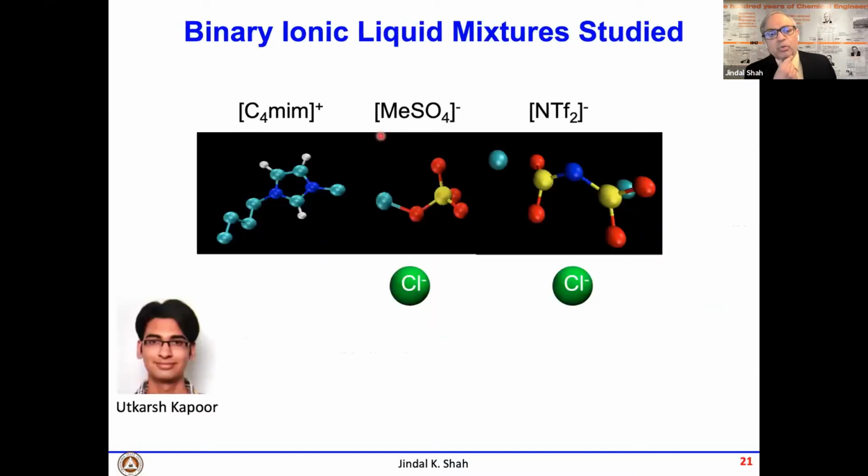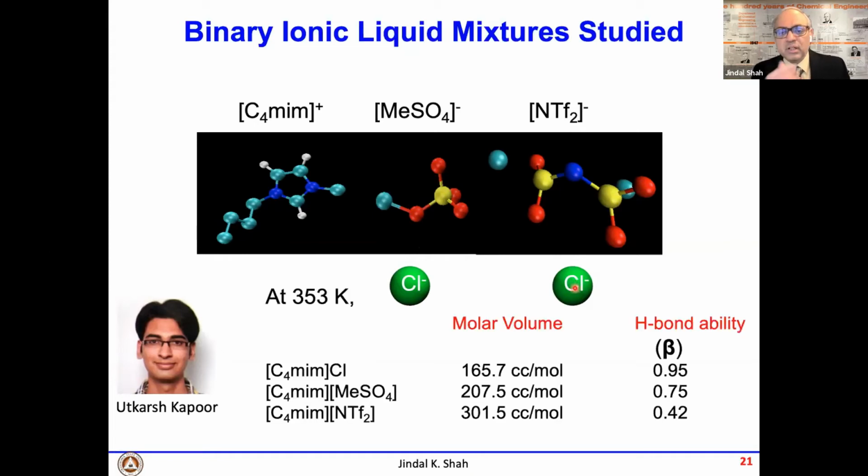So my first PhD student, Utkarsh Kapoor, who is actually a postdoc at the University of Delaware, decided to look at two ionic liquids, C4-MIM, once again the cation that I showed you, with methyl sulfate and NTF2. So a very prototypical cation with prototypical anions. And then we combine these ionic liquids with C4-MIM chloride. So we form mixtures of C4-MIM methyl sulfate and chloride, and C4-MIM NTF2 and chloride.